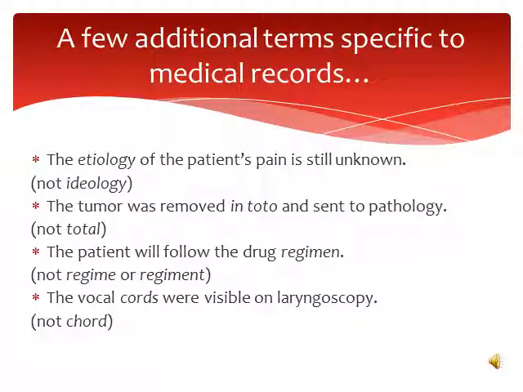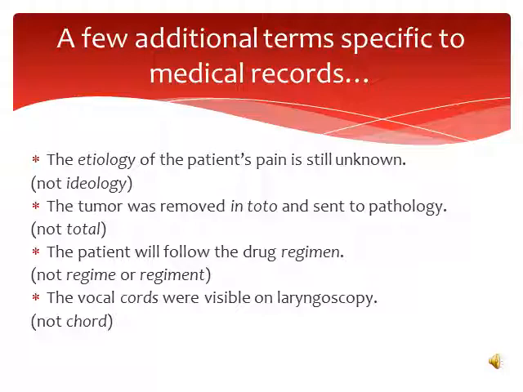We're almost done, I promise. Just a few additional terms that I want to make you aware of that we do hear quite often in medical reports that maybe you haven't heard outside of the medical area. So the etiology of the patient's pain is still unknown. Etiology with an E means possible causes of the problem versus ideology. That's a group of concepts or theories.